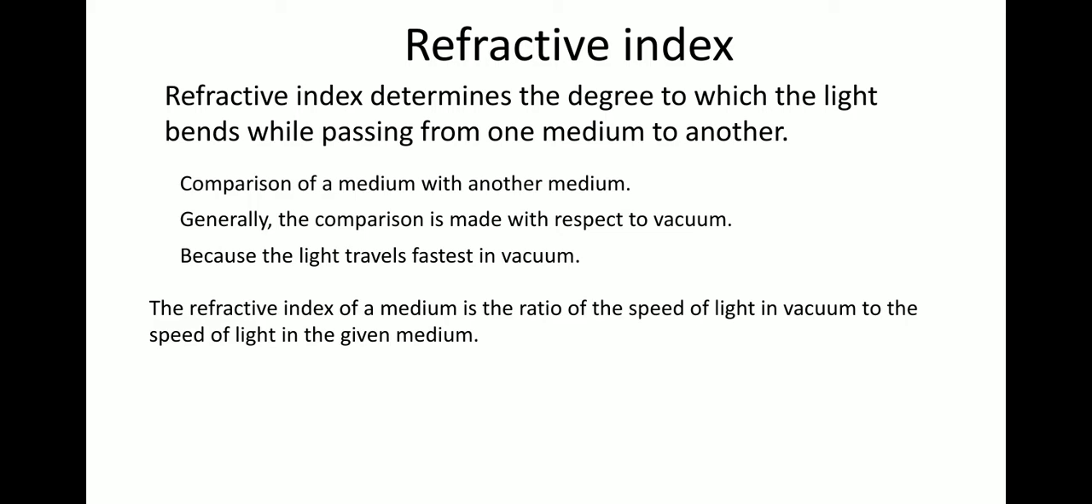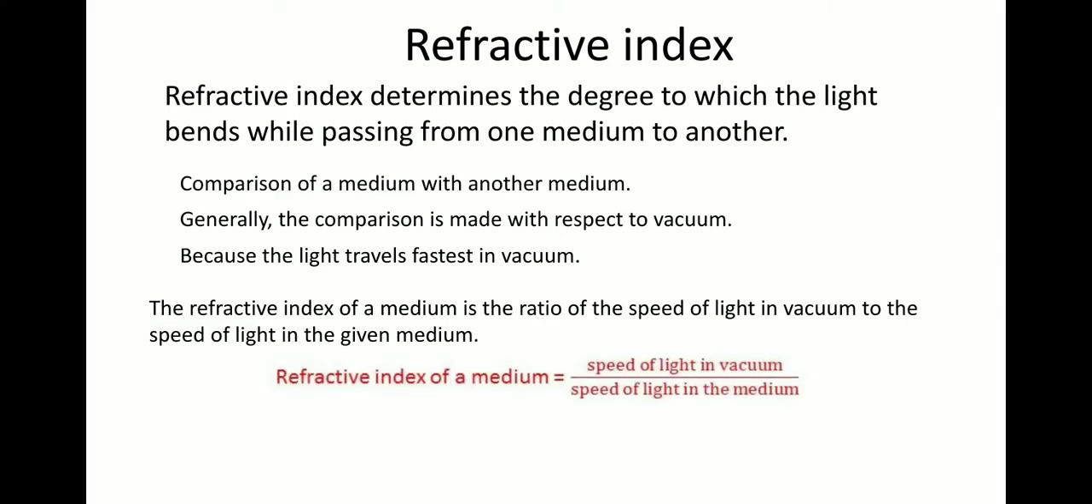This can be represented as refractive index of a medium equals speed of light in vacuum by speed of light in the medium, or n is equal to c by v, where n represents the refractive index of a medium, c represents the speed of light in vacuum, and v represents the speed of light in the medium.